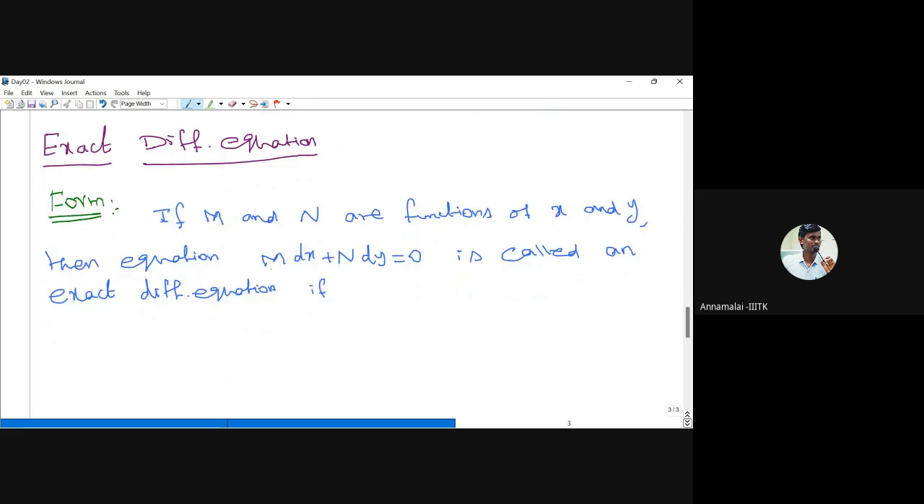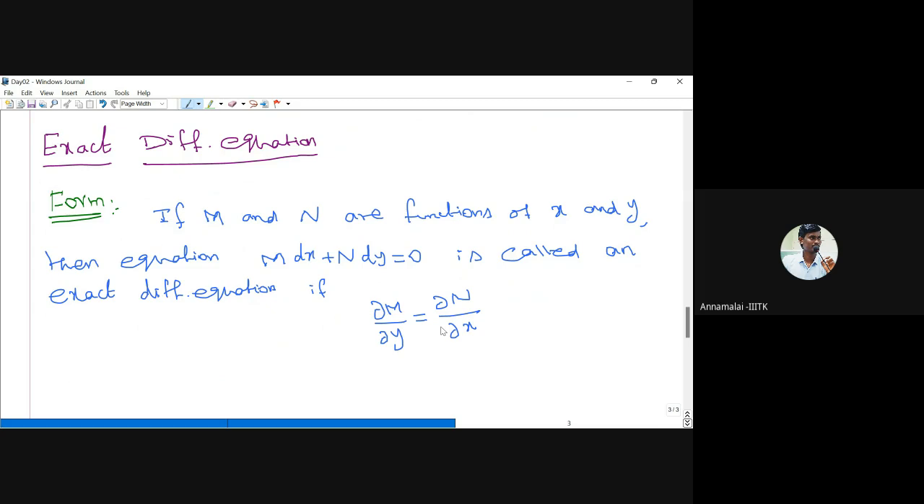If you differentiate M partially with respect to y, that is ∂M/∂y, it should be equal to what you get if you partially differentiate N with respect to x. If both are equal, then the differential equation is said to be an exact differential equation, if and only if, because M is a function of x and y, N is also a function of x and y. ∂M/∂y should be equal to ∂N/∂x. Here ∂ means it's a partial derivative.